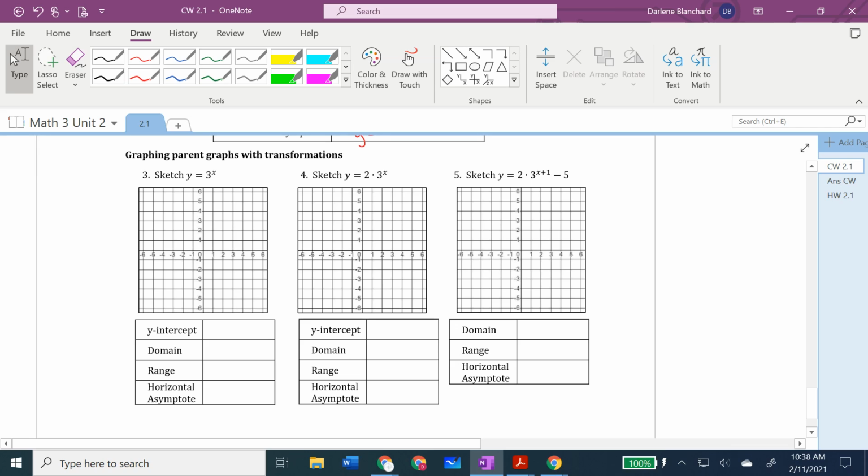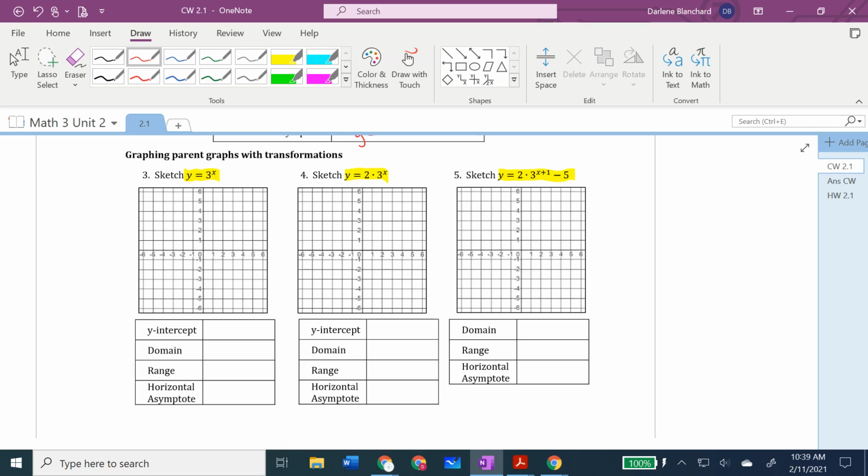And I want you to know that for quite a while, I am going to continue to give you graphs in this way, where I start off with a parent graph, and then I put in multiplication or division, and then I take that multiplication or division and bring in addition and subtraction.